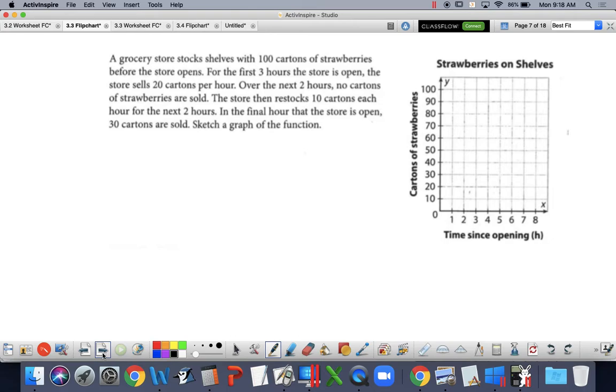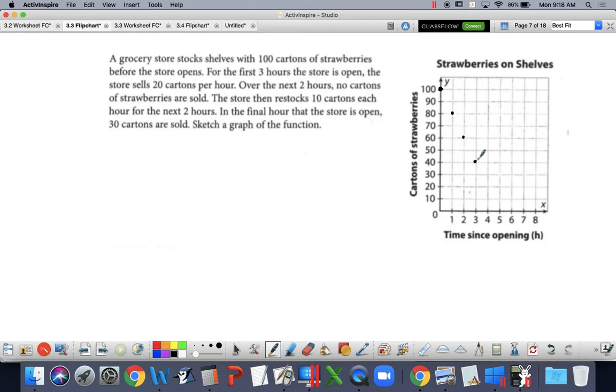All right, here's what I'm expecting. A grocery store stocks shelves with 100 cartons. So we start the day with 100 cartons of strawberries. For the first 3 hours, the store sells 20 cartons per hour. So 20, 20, 20. You could have just gone all the way down to 40 by the time. That's fine.